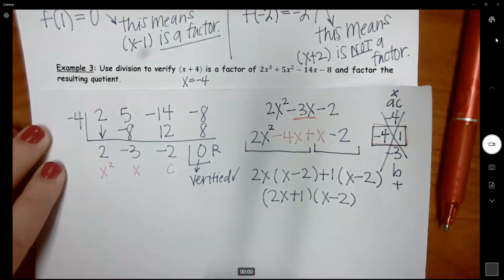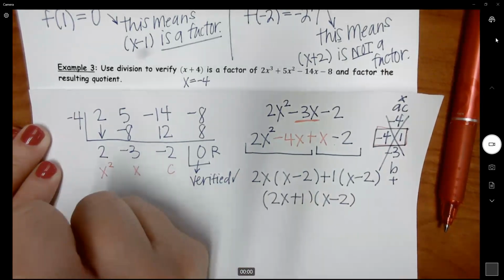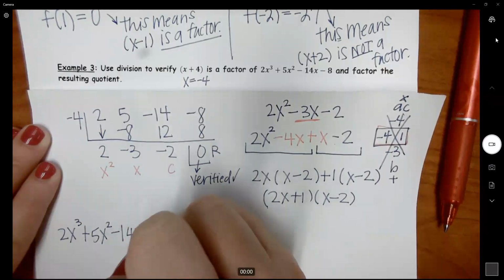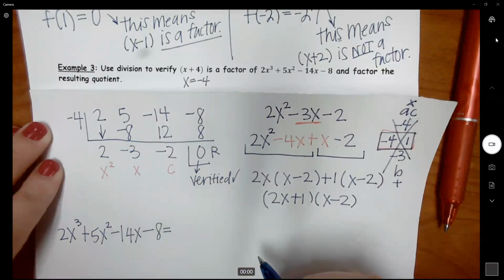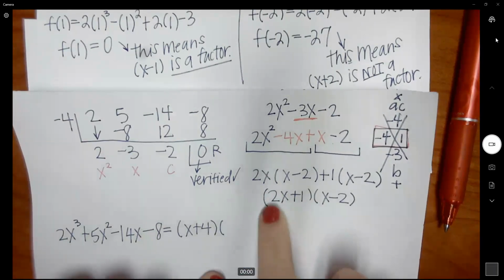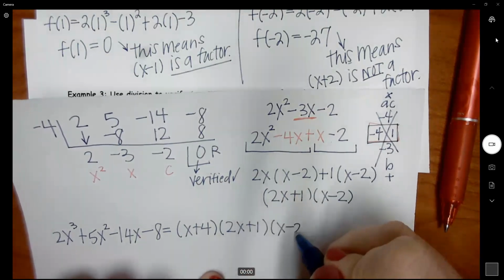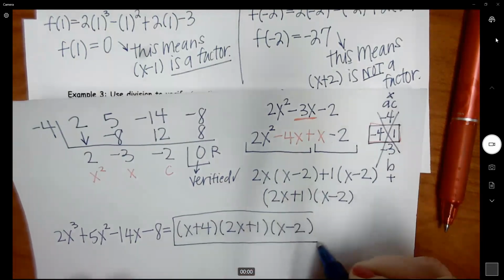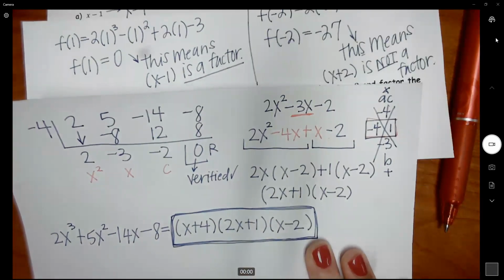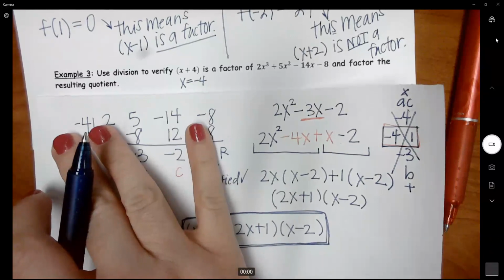So to answer this question, to factor this, 2x cubed plus 5x squared minus 14x minus 8 equals x plus 4, and then what we have over here, 2x plus 1 and x minus 2. Let me line this back up a little bit.